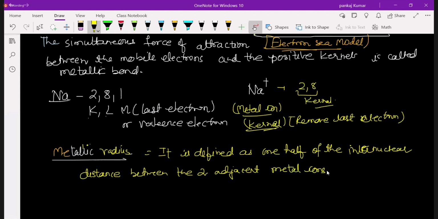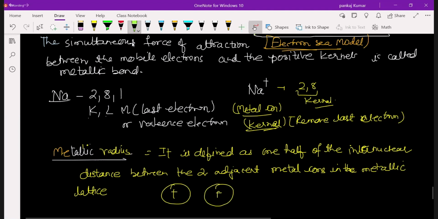Metal ions in the metallic lattice. So this is the lattice now. This is the distance: you take one positive ion here, another positive ion here, take the distance from here to here and divide by 2. So this whole distance is called the radius of metallic.